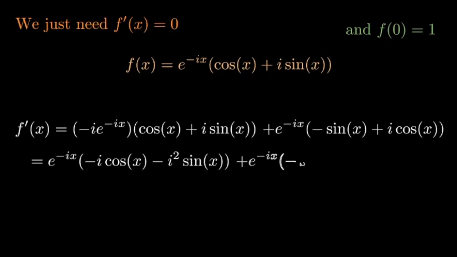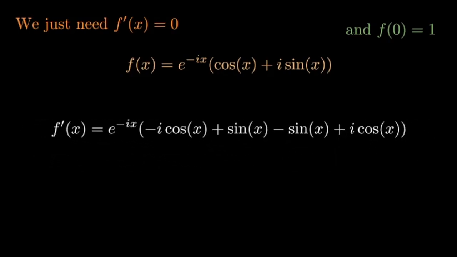Similarly, for the second part, we'll have e to the minus ix times minus sine x plus i cosine x, so nothing changes there. So if we combine all this together with e to the minus ix out the front, we'll have minus i cosine x plus sine x minus sine x plus i cosine x. That is equal to 0 everywhere because the cosines cancel and the sines cancel.